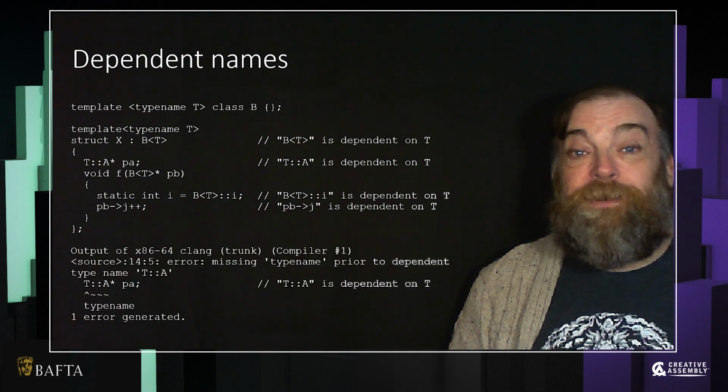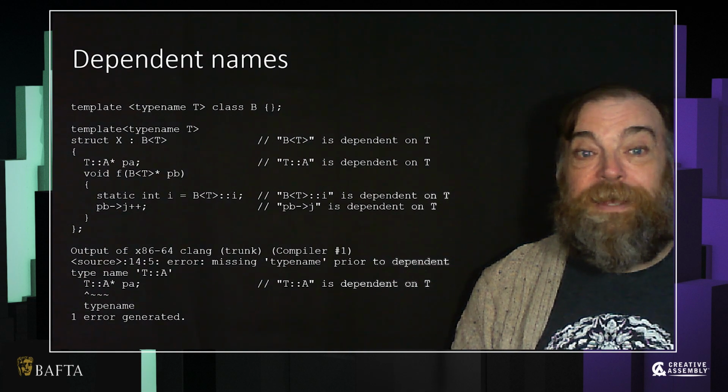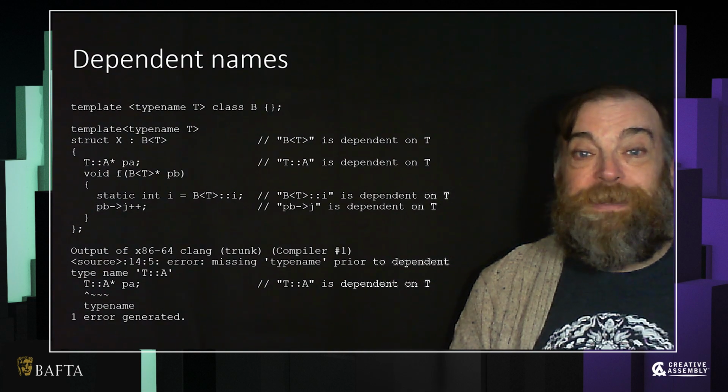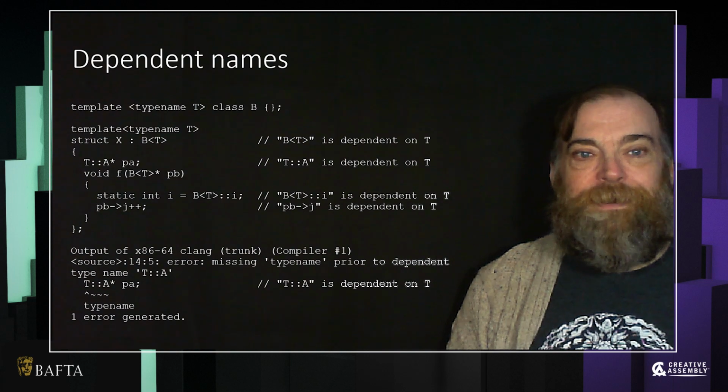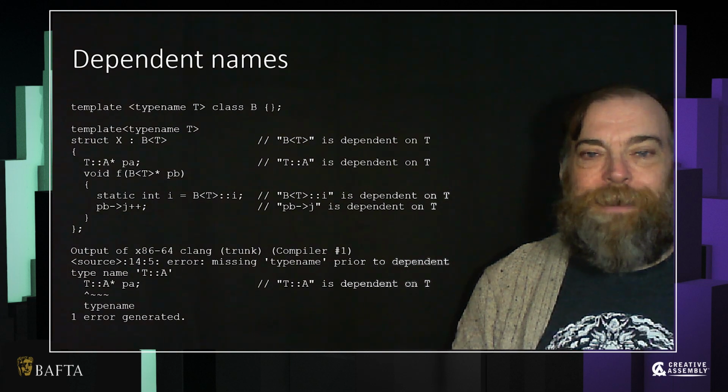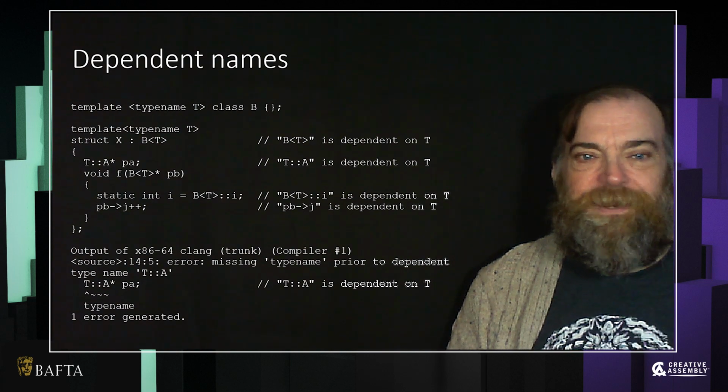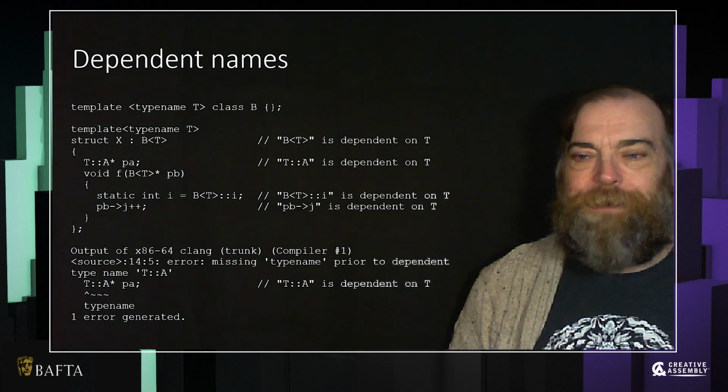Interestingly, if you compile this with the trunk version of Clang in Compiler Explorer and you omit the typename, the compiler will emit the rather helpful error that you have missed out the typename declaration. And you may ask yourself, well, why must I type typename?